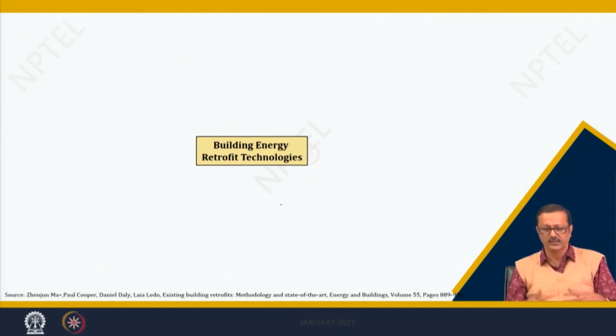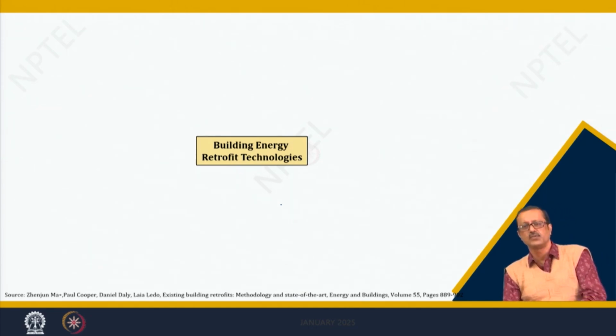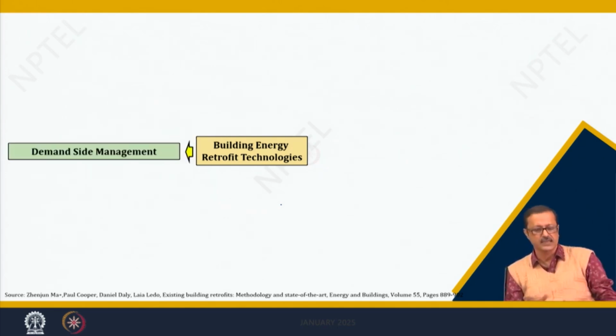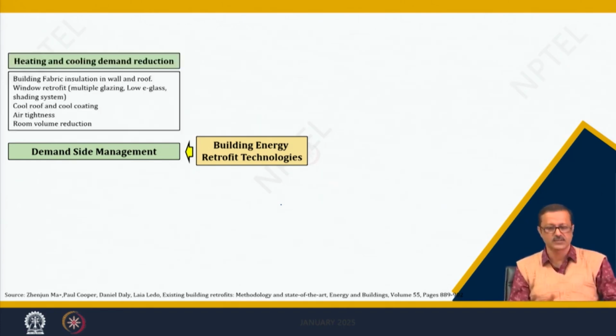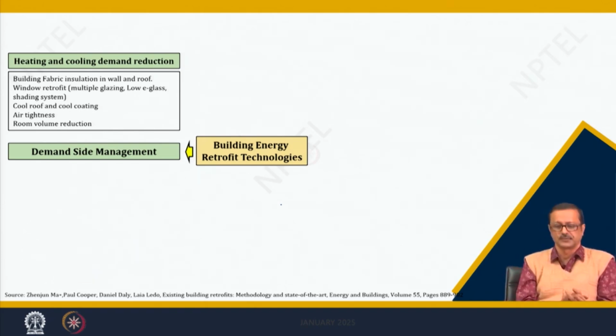Now, in these technologies, if you look from a different perspective, we have demand side management. In demand side management, there are 2 different sectors. One is heating, cooling and demand reduction. We can reduce the demand by virtue of a cool roof, building fabric changes, tightening the windows, changing the U value of the windows, the insulations and all those things. That will give some reduction in the heating and cooling demand, and we can also think of air tightening and a reduction of the room volume.